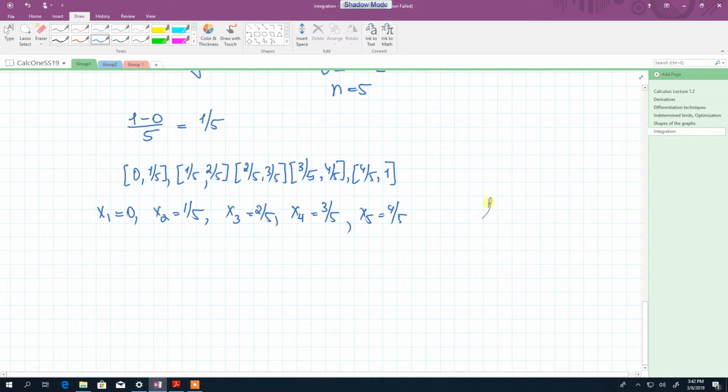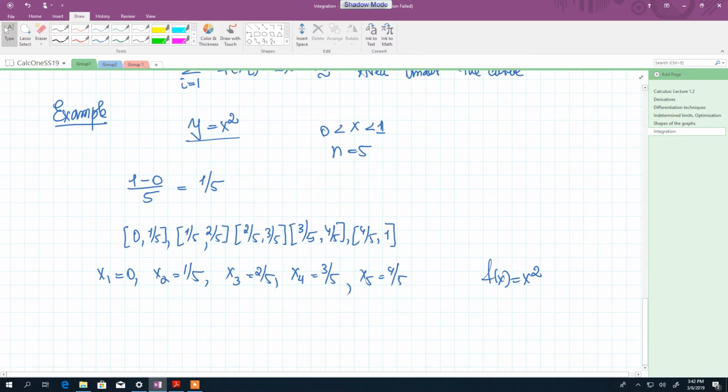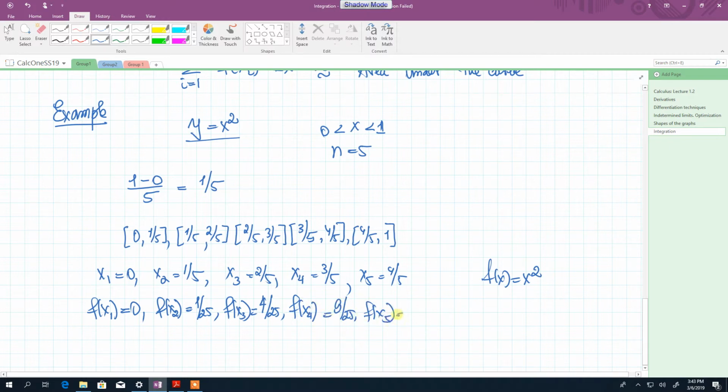Okay? So I need to now evaluate the function's value at those points. So what was my function? It was x squared. Right? Do you remember? Yes? X squared. Now, what is f of x1? 0. What is f of x2? 1 over 25. What is f of x3? 4 over 25. What is f of x4? 9 over 25. And f of x5 is equal to 16 over 25, right?